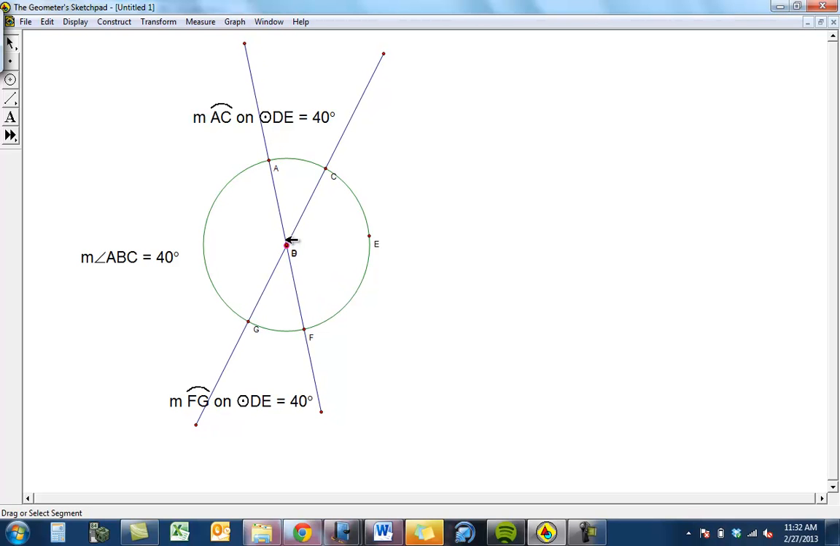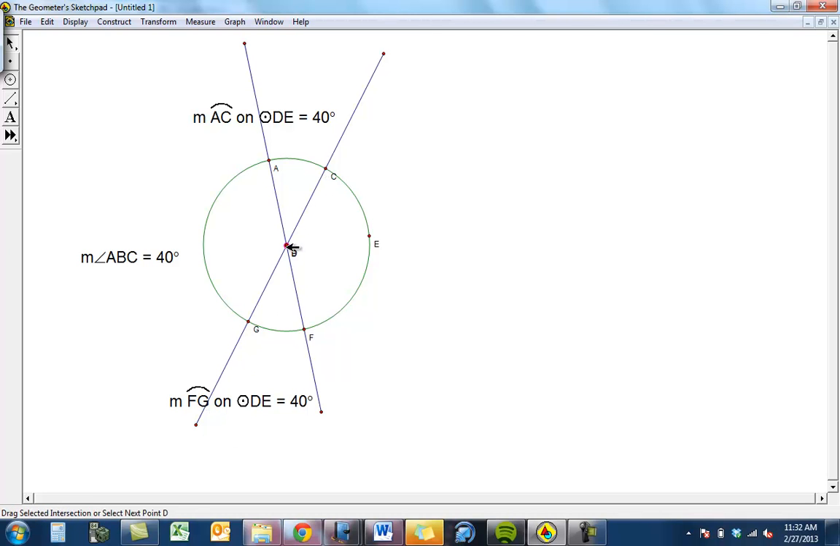Right there. AB is at the center, right? Now look at this. ABC is at the center, so this arc is 40. It's also the average. What's 40 plus 40 divided by 2? 80. Oh, by the way, this is arc AC, and this here is arc FG.